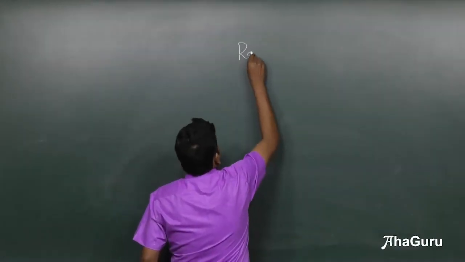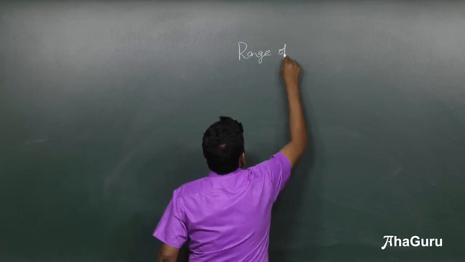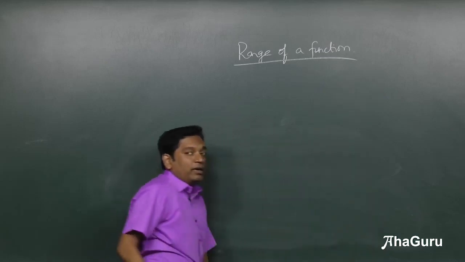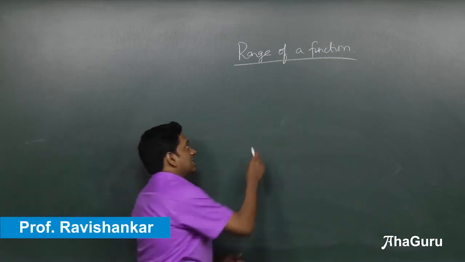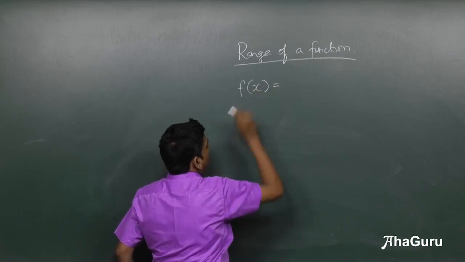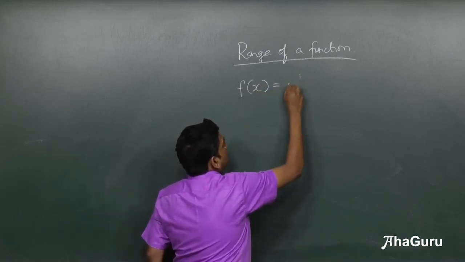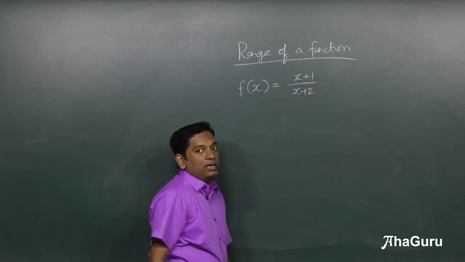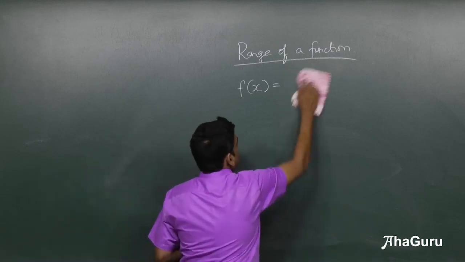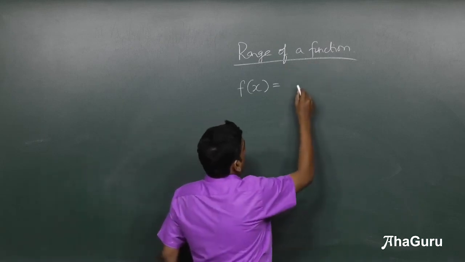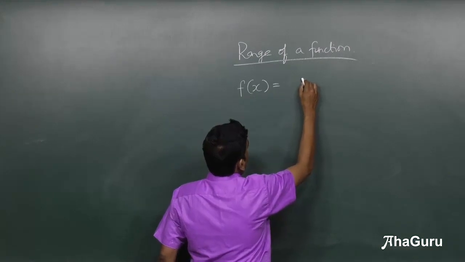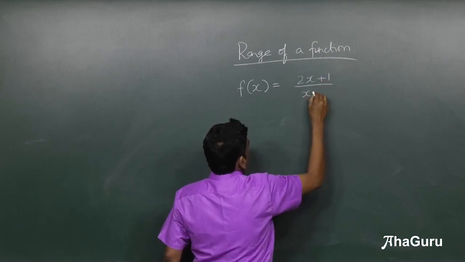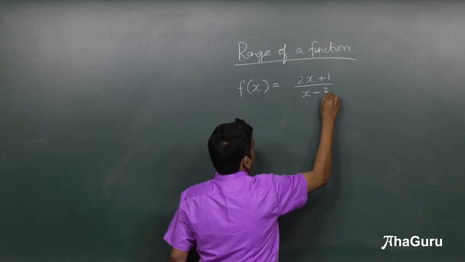So the next idea is how to find the range of a function. Okay. Now we know how to find the domain. So we know, for example, if somebody gives us a function like f of x is equal to, let's say, x plus 1 by x plus 2, or actually let's take something, let's say 2x plus 1 by, let's say, x minus 3.